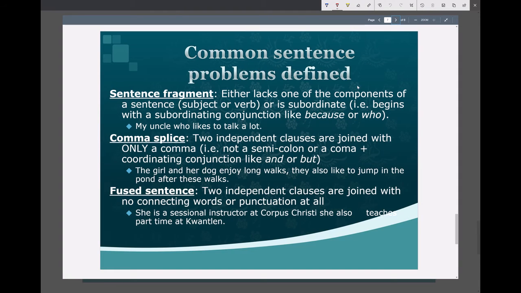there are 2 ways to make a sentence fragment. So either 1, the sentence doesn't have one of the components of a sentence. It's missing a subject or verb. Or number 2 is a subordinate, a dependent clause. So it starts with a subordinating conjunction such as because and who. Okay, so let's write down the 2 possible ways to make a sentence fragment.